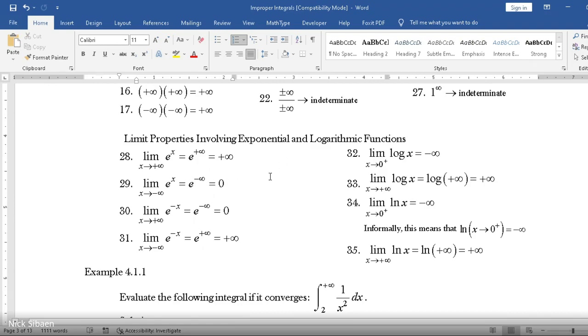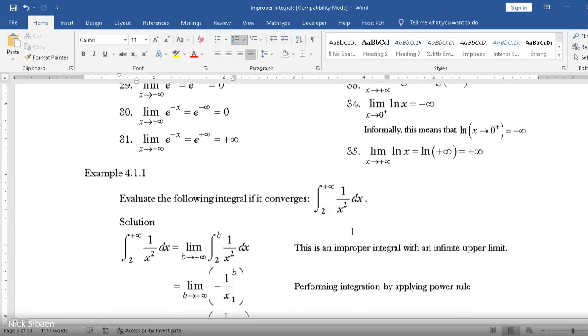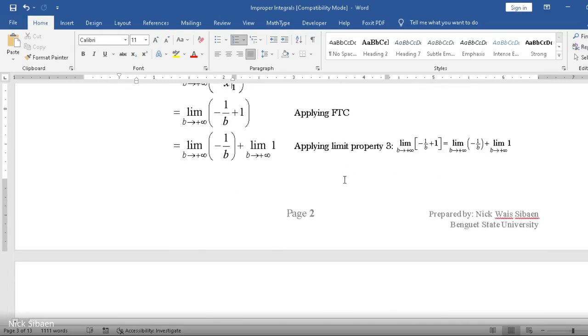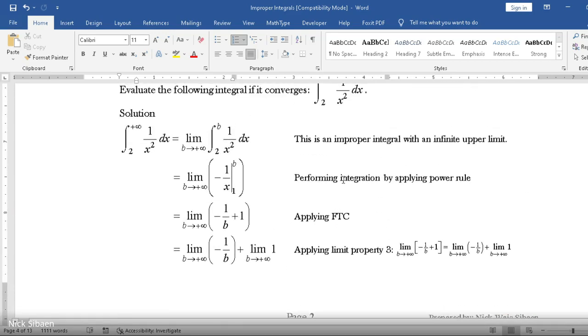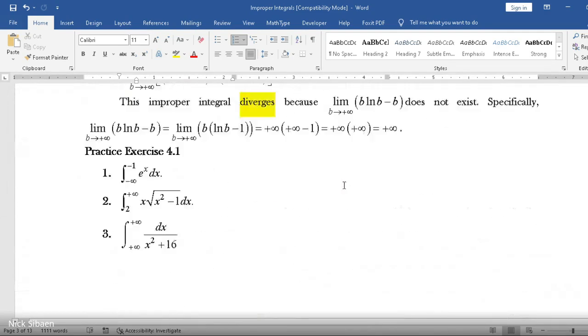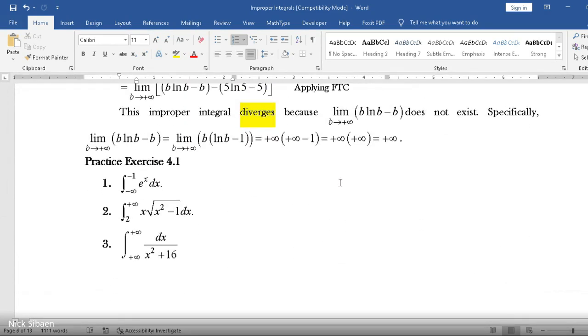Yeah, so I hope nakita niyo ito. Hindi na natin sasagutin itong the same na examples. Andito naman na na-explain na dito. So what we're going to answer, ito, si practice exercise 4.1.